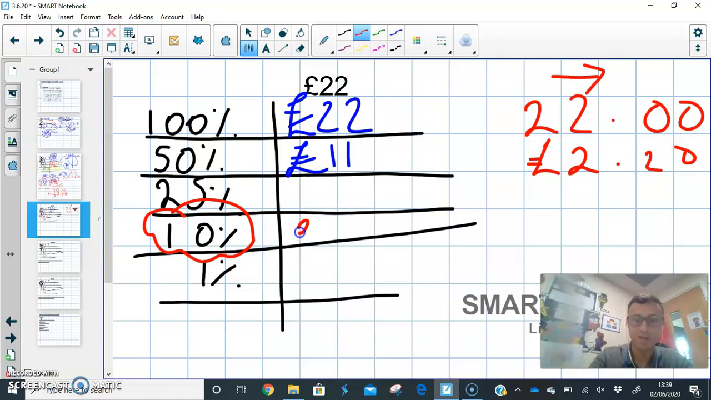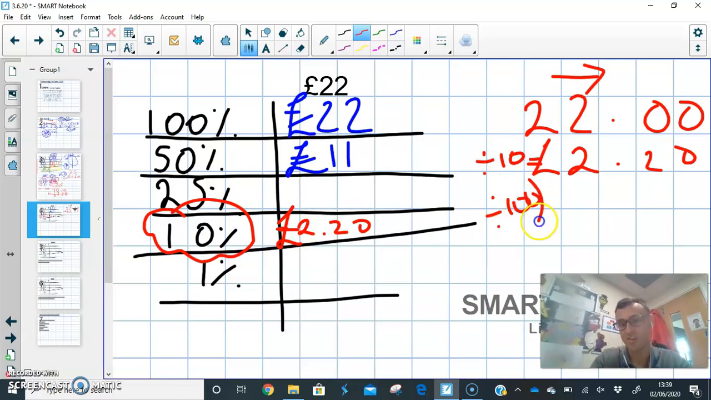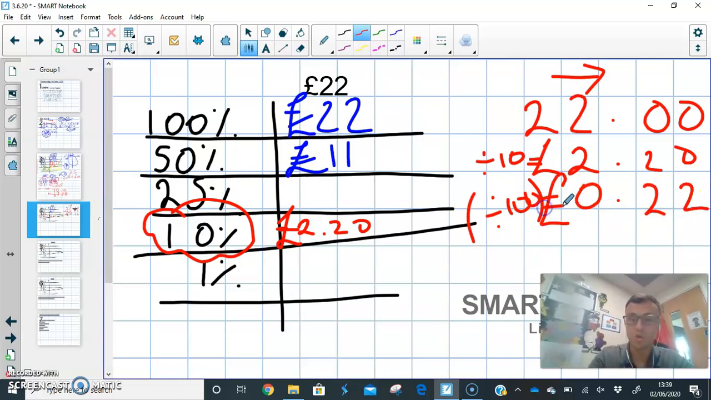So that's 10%, which means for 1% move everything again. So I've divided by 10 here. I'm going to divide it by 10 again, which is the same as dividing by 100. Everything moves 1 place. My 2 jumps there. My other 2 jumps there. 0 placeholder in there. So it's 22 pence.